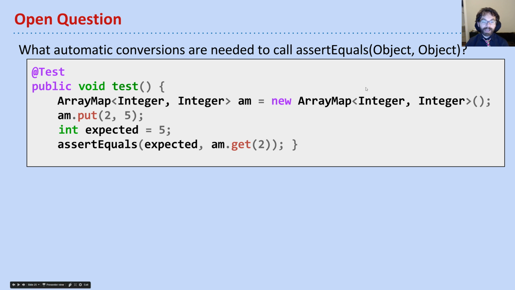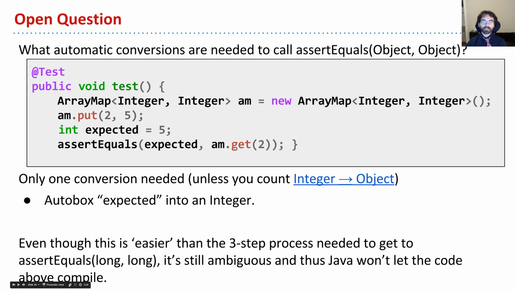Okay, so what happens in this case is to get from int to Object, we need to box up int to Integer. And then we have Integer, Integer. And an Integer is an Object. So arguably we're done then. We just have Integer, Integer, and an Integer is an Object, so we're totally done. So it's only one conversion.